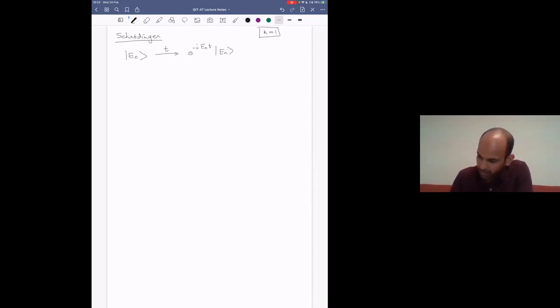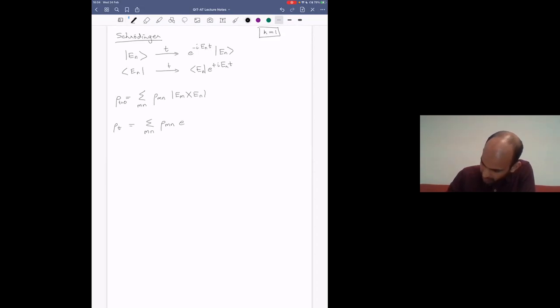And this is important because it means that if En goes to this, then if I have the dual, which is the bra, let's say En, this of course goes to En e to the plus i En t. That's just the conjugate of the first line. So if I start with a rho, a density matrix that is of this form, well, every density matrix is of this form, like in my last slide, then this is rho at t equal to 0, then rho at a general time t is going to add phases.